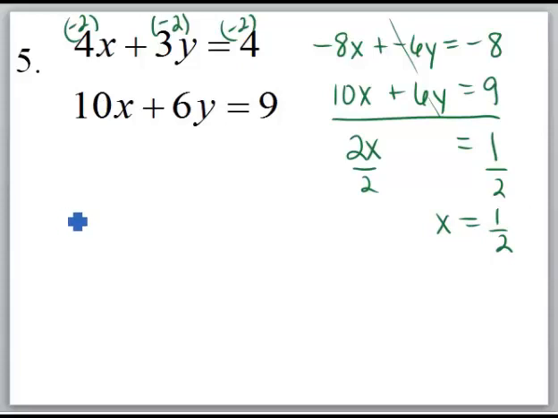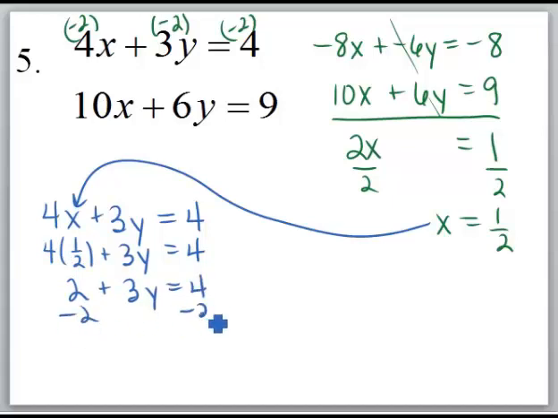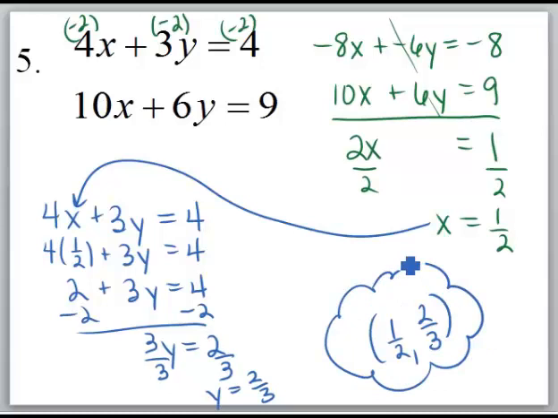So then I'm going to go ahead and pick the first equation because it looks simpler to me, a little smaller numbers. I'm going to plug that in for the x. So I've got 4 times 1/2 plus 3y equals 4. So half of 4 is 2 plus 3y equals 4. I'll subtract 2 off both sides, and I get 3y equals 2. Divide by 3 on both sides, and I end up with 2/3. This is the correct answer, even though we ended up with fraction answers. That's okay. Sometimes our intersection point doesn't come out to be whole numbers exactly.